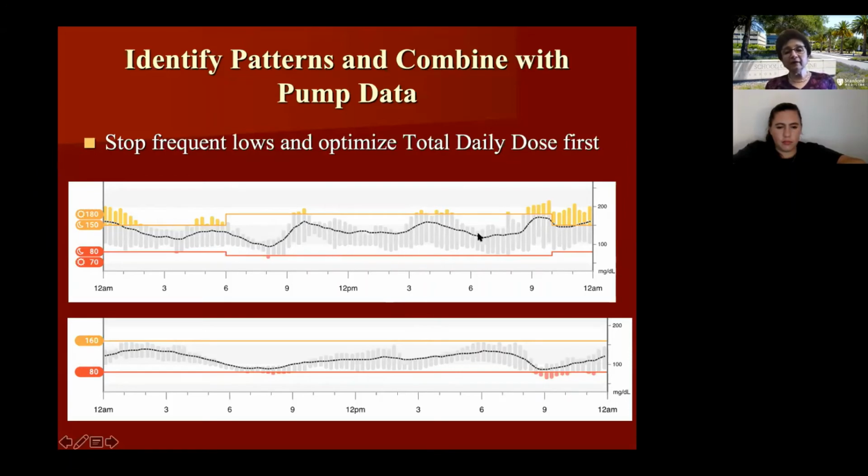The same thing would be for the upper graph. Again, look at the low patterns and see which lows you can stop first, and then take care of the highs.